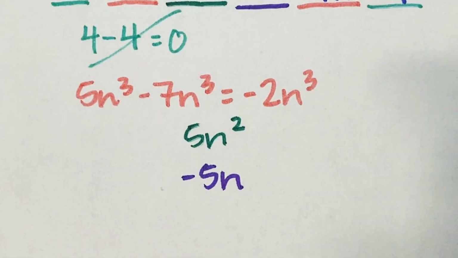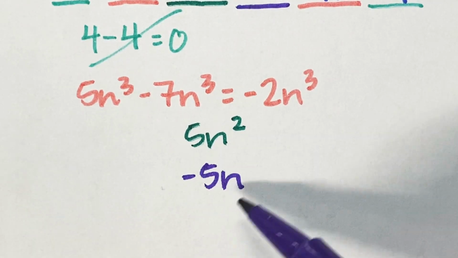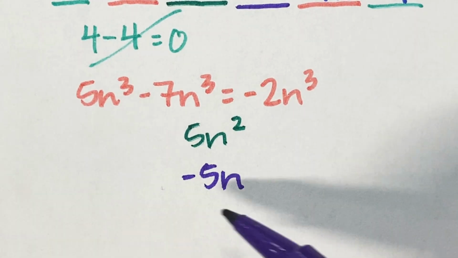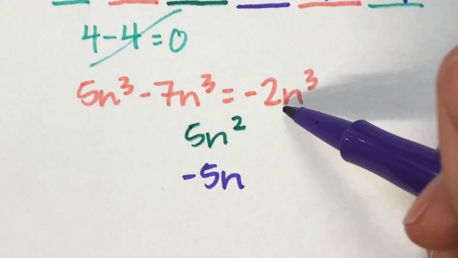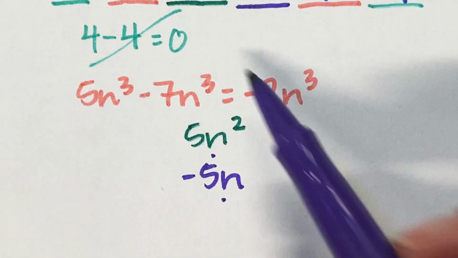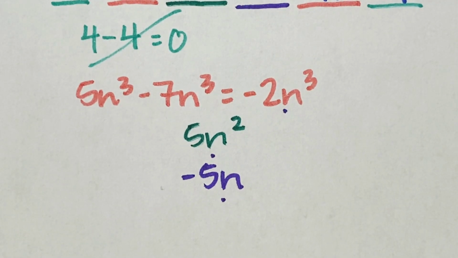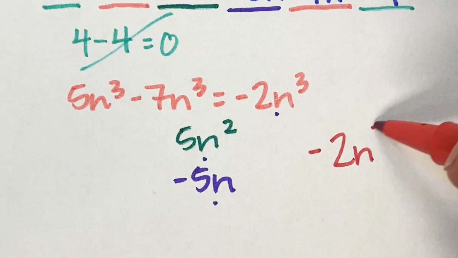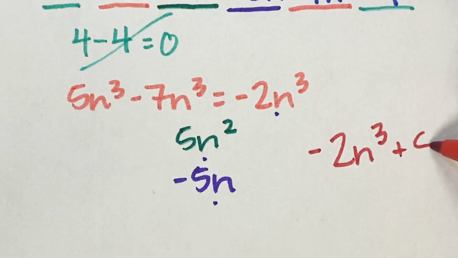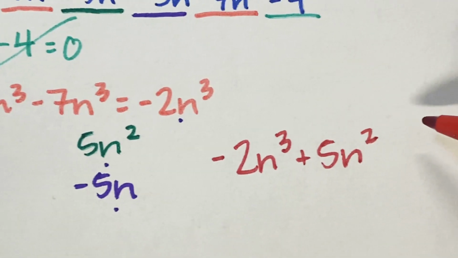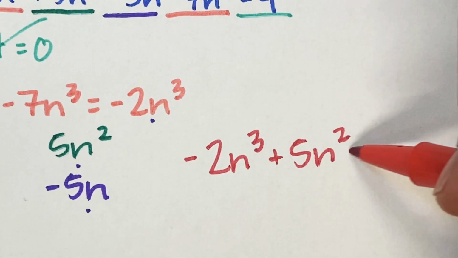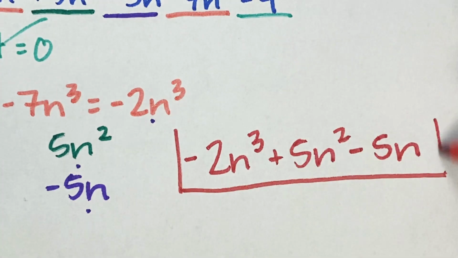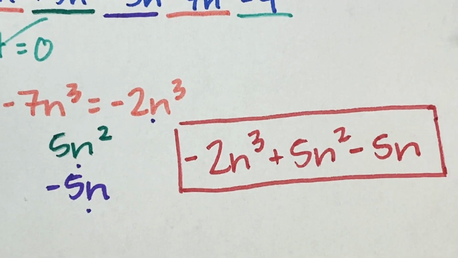Be careful here because you might think 5n minus 5n. They're not the same, right? This one is n squared, this one's n to the first, so you cannot combine them. So the only three pieces that we need to put together are those three, because we don't have to write 0. So our final answer, start with your highest power: negative 2n cubed plus 5n squared minus 5n. And that is our simplified answer.